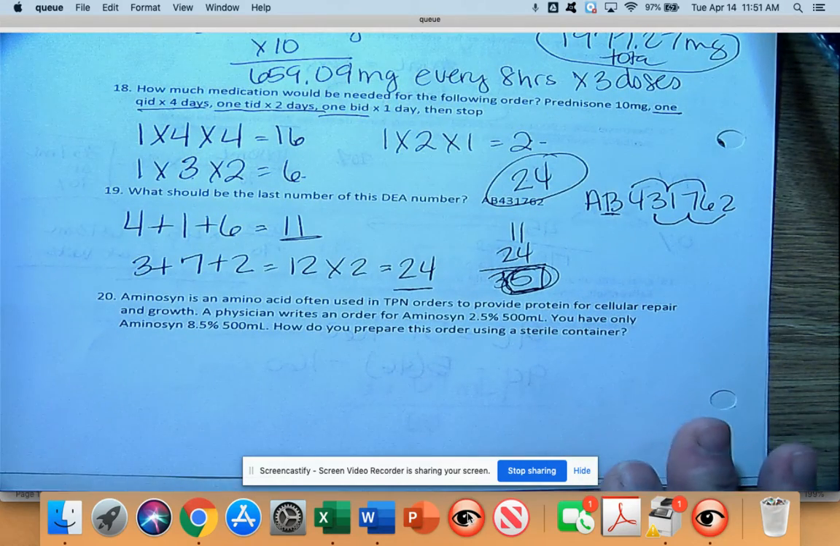Let's look at number 12. Oh, excuse me. Allergies are horrible right now because of all the pollen.